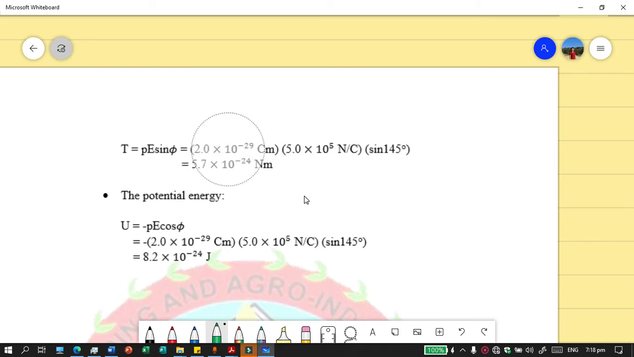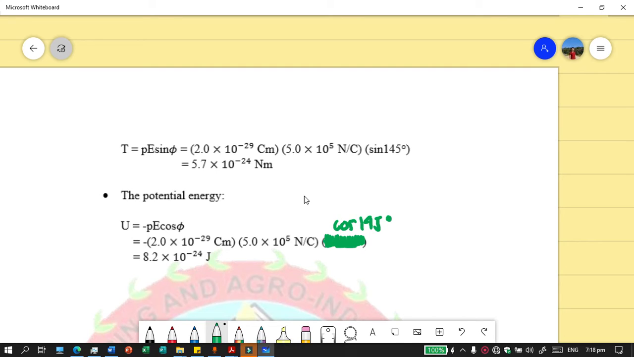Now, the potential energy. Since we are only looking for the magnitude of the potential energy, we use U equals negative P times electric field times cos theta. We made a typo here. That should be cos 145 degrees. Let's see if we still arrive at the same answer. Maybe we just made a mistake in typing.